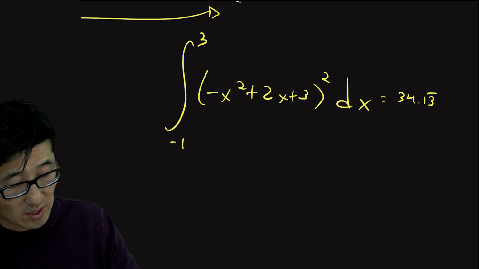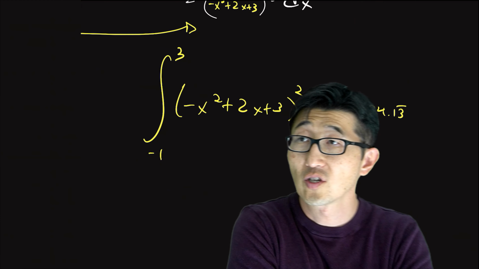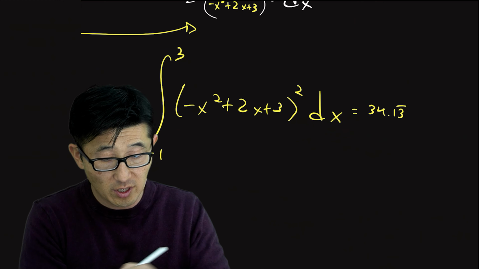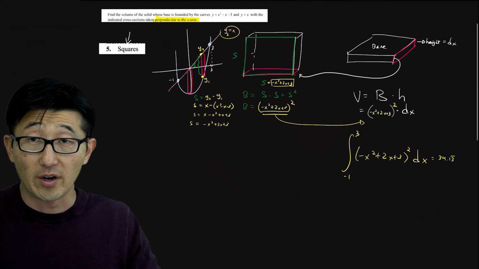34.13 with the bar. Let's check the answer key, and it says 34.133333, and yes, this is the exact answer on the answer key. All right, I hope that helps.